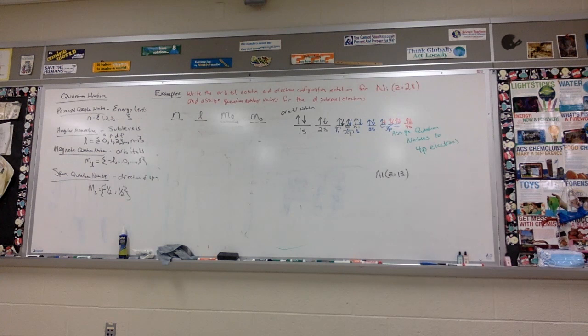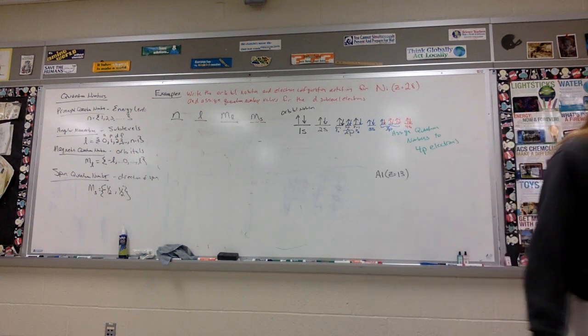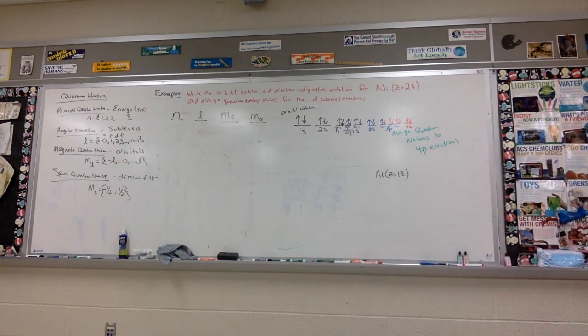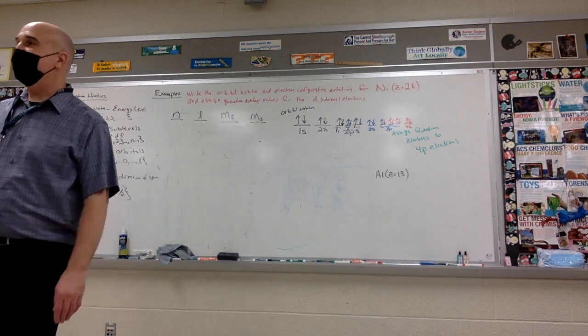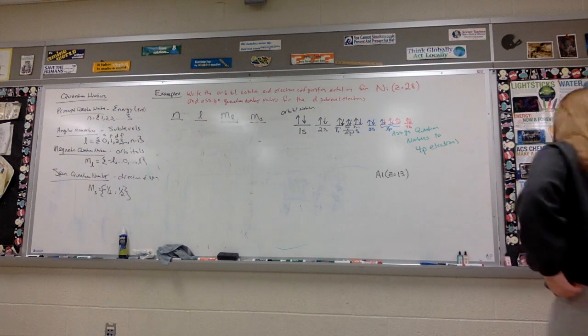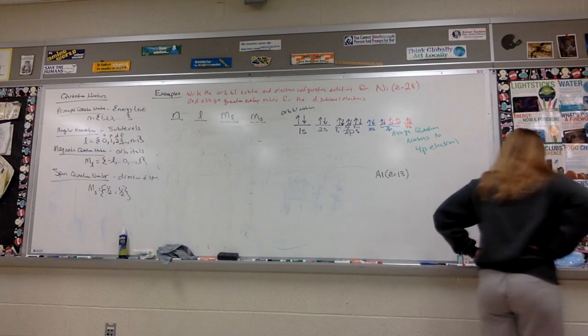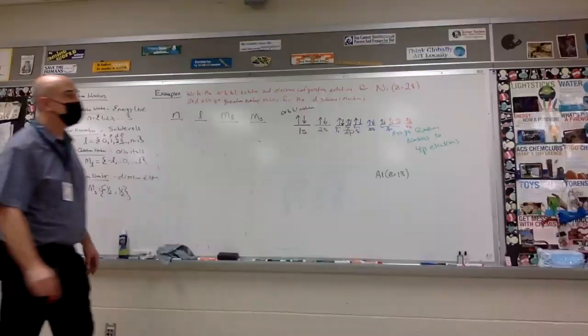That's 4s. Now I have to do my last 8 electrons. What comes after 4s? 3d, right? How many orbitals are in a 3d or in any d? 1, 2, 3, 4, 5. Okay, how many little boxes are there for the d? 5.